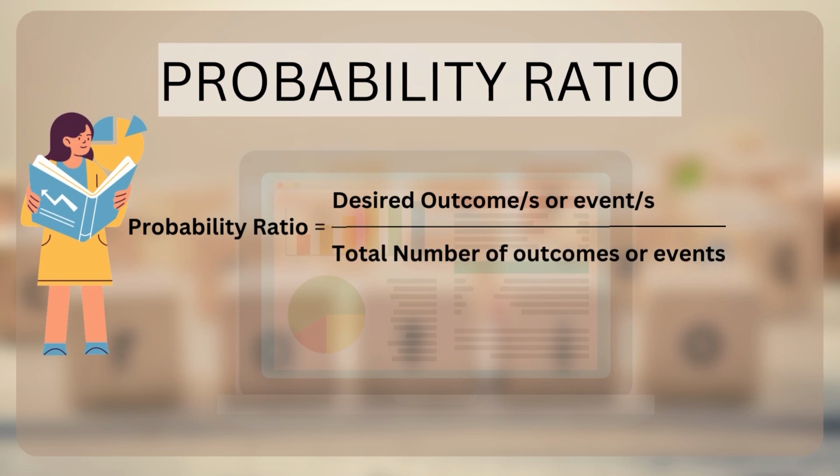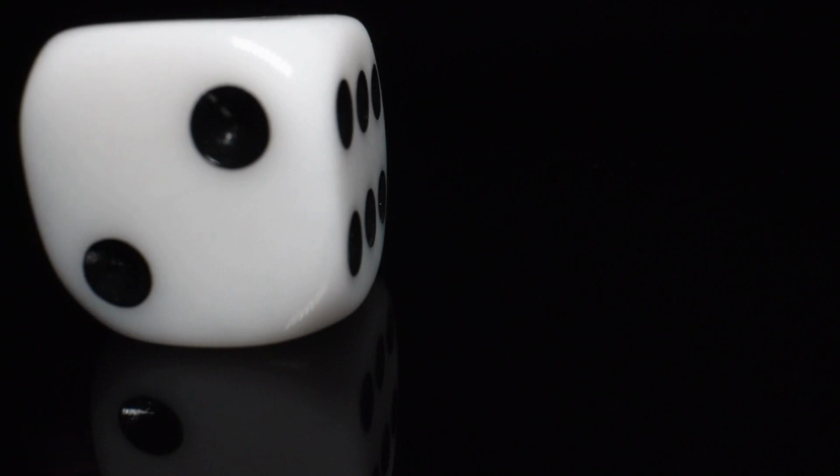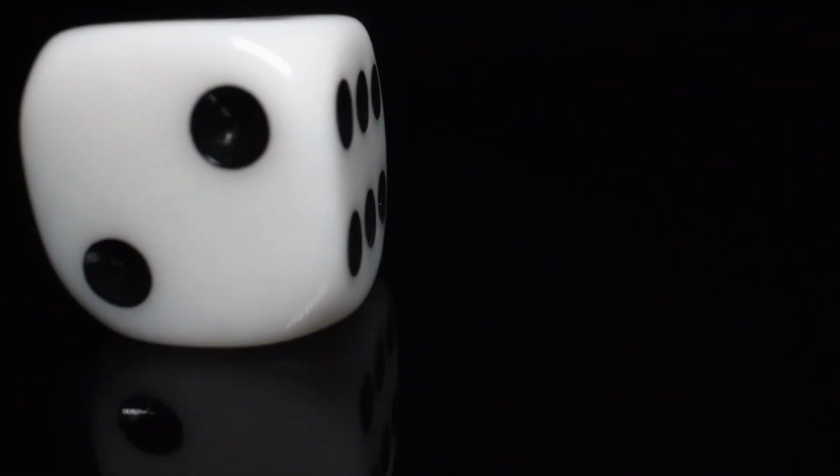Now, let us try to understand what exactly the probability ratio is. Probability ratio refers to the desired outcome or event divided by the total number of outcomes or events. Let us take the example of the die. A die has dots ranging from 1 to 6 on its 6 sides, and there is a chance for any dot to appear. The chance for a particular dot to appear is 1 by 6, because the desired outcome is 1 chance and the total number of chances is 6. So this is the probability ratio.